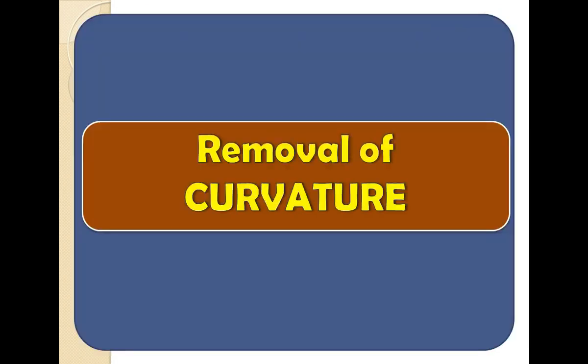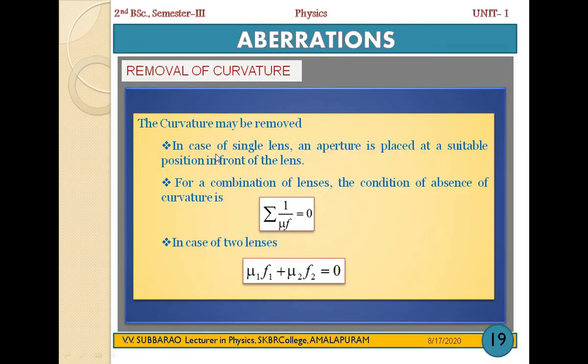Removal of curvature. Curvature may be removed by the following conditions. In case of a single lens, an aperture is placed at a suitable position in front of the lens. This is one method. If we place an aperture in front of a lens, then curvature may be removed.